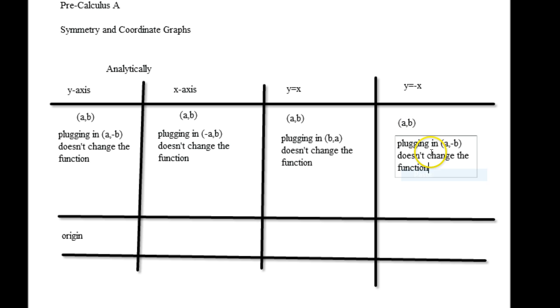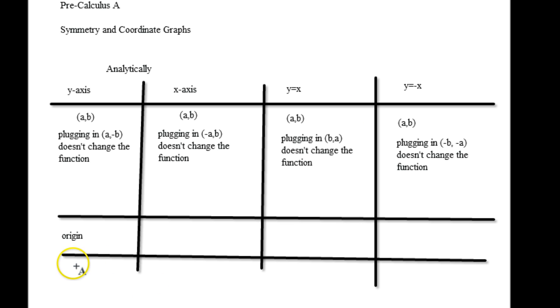Okay, but instead of plugging in b and a, you plug in negative b comma negative a. And if you do that and it doesn't change the function, you have y equals negative x symmetry. Okay, so let me see.